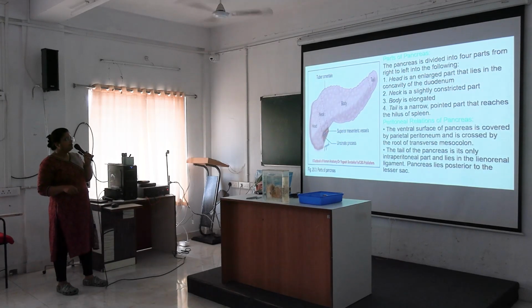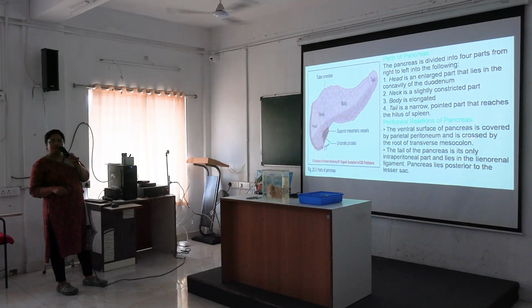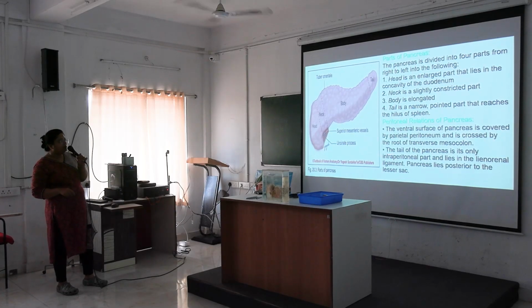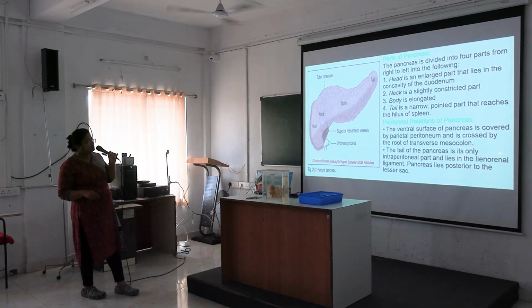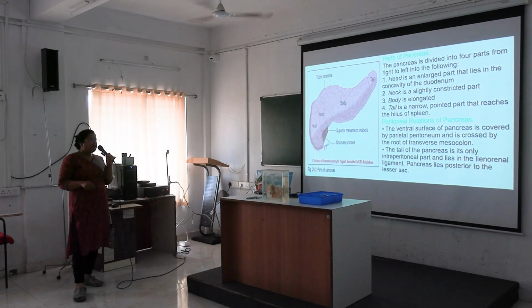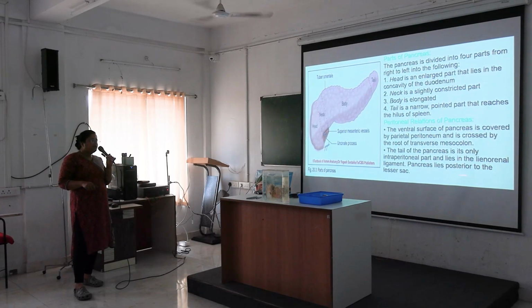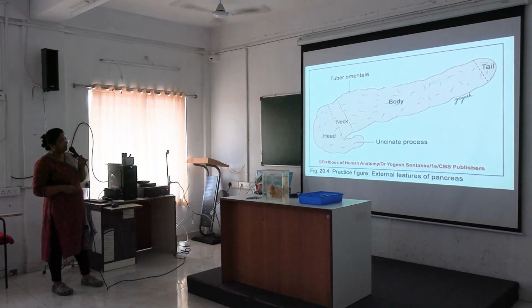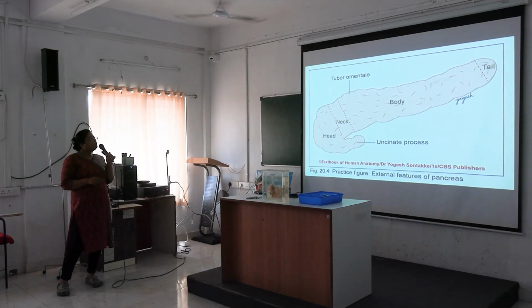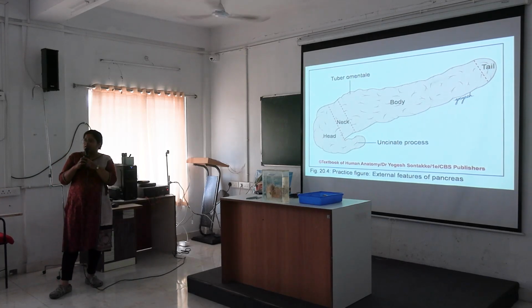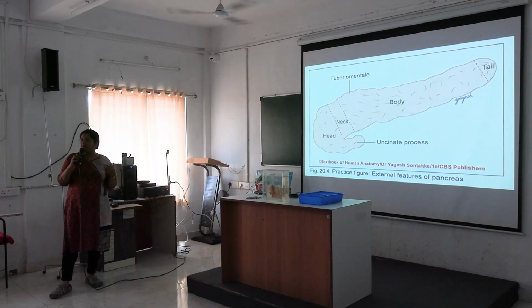The ventral surface of the pancreas is covered by parietal peritoneum and it is crossed by the root of the transverse mesocolon. The tail of the pancreas is its only intraperitoneal part and lies in the lienorenal ligament, and the pancreas lies posterior to the lesser sac. Head, uncinate process, neck, body, tail. And this projection from the body upward is known as the tuber omentale of the pancreas. It lies opposite the tuber omentale of the liver. Okay.